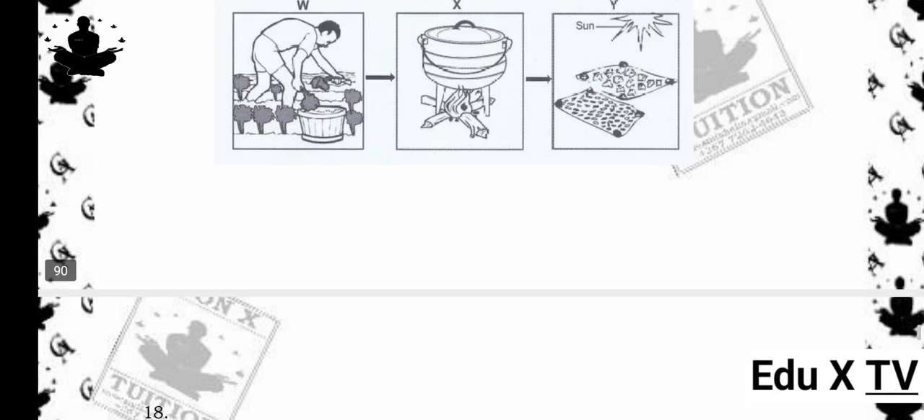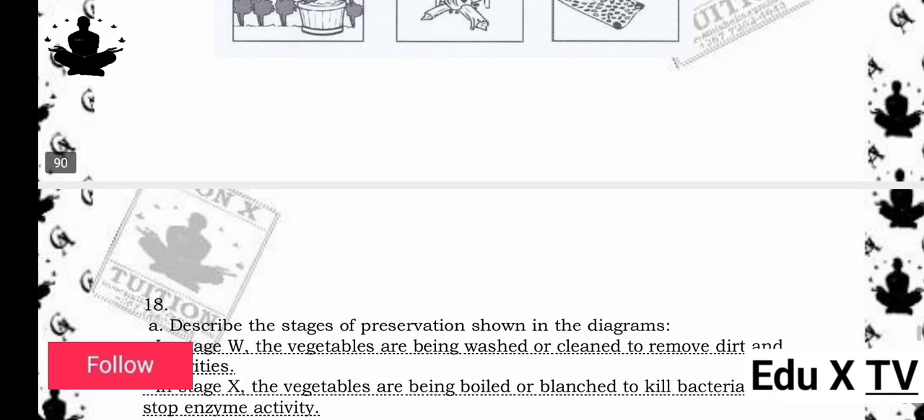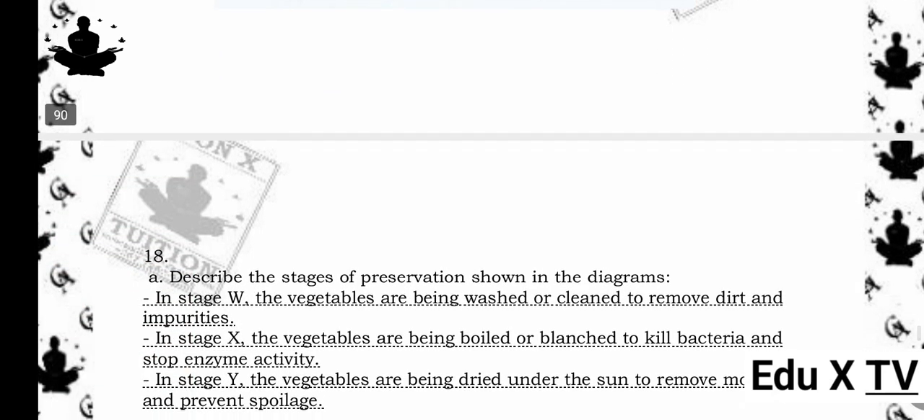18. A. Describe the stages of preservation shown in the diagrams. In stage W, the vegetables are being washed or cleaned to remove dirt and impurities. In stage X, the vegetables are being boiled or blanched to kill bacteria and stop enzyme activity. In stage Y, the vegetables are being dried under the sun to remove moisture and prevent spoilage.